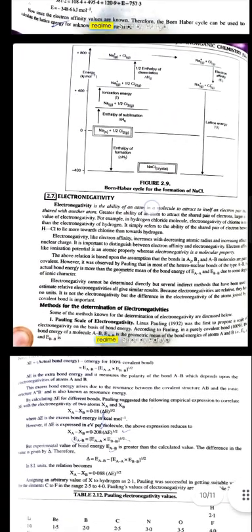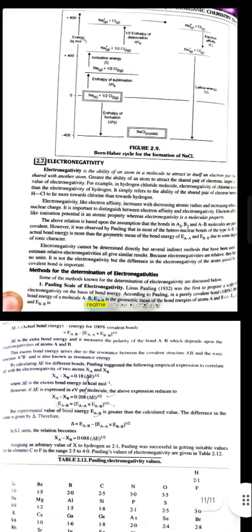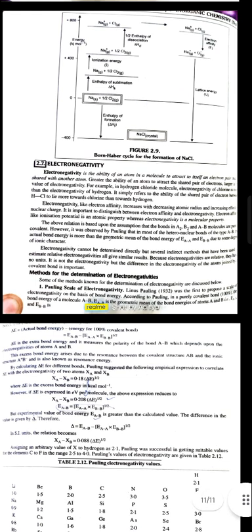Now, let's start electronegativity. Electronegativity is the ability of an atom in a molecule to attract the shared pair of electrons towards itself. Greater the ability of an atom to attract the shared pair of electrons, larger is the value of electronegativity. For example, in the hydrogen chloride molecule, the electronegativity of chlorine is greater than that of hydrogen. It simply refers to the tendency of the shared pair of electrons between H and Cl to lie towards chlorine rather than hydrogen.